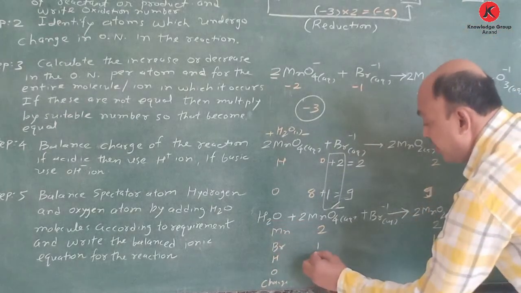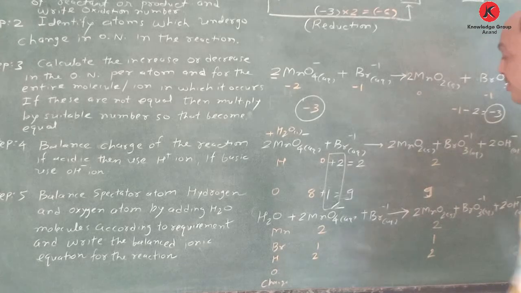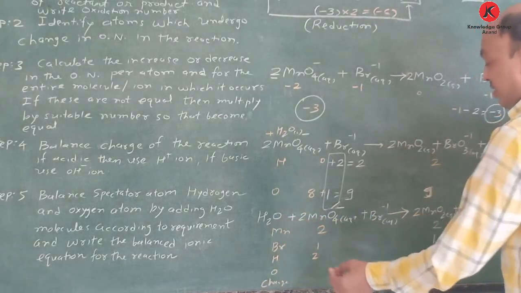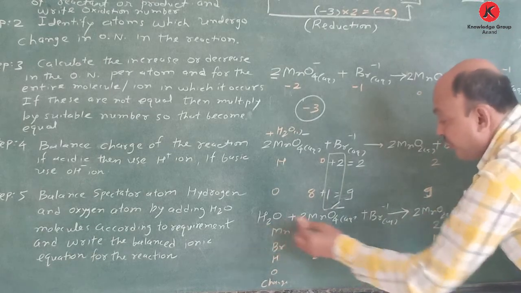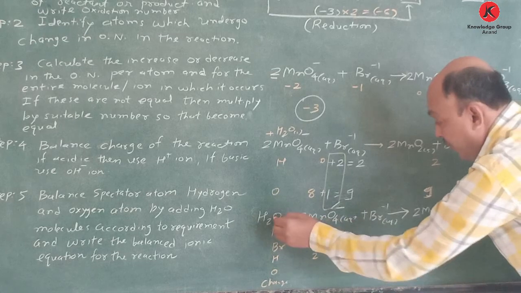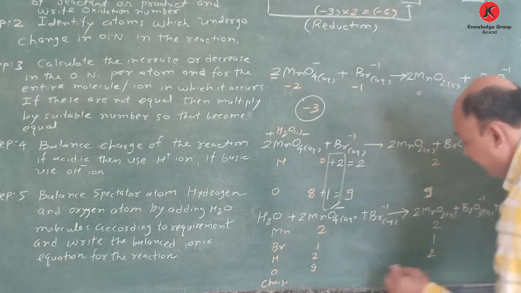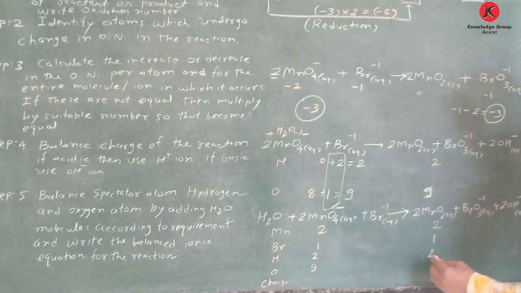Hydrogen, you check, 2 hydrogen is there. Here also hydrogen is 2. Oxygen, you check it here. How many oxygen is there? 9. Oxygen is 1. 4 to the 8, 8 plus 1, 9 oxygen. And here 2 to the 4, 4 plus 3, 7, 7 plus 2, 9.